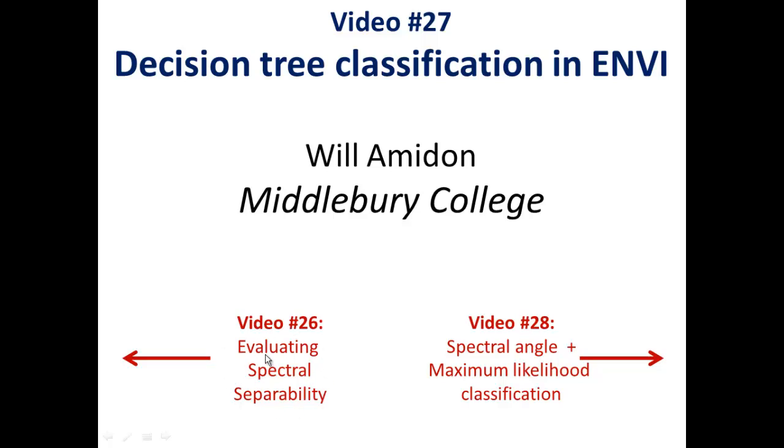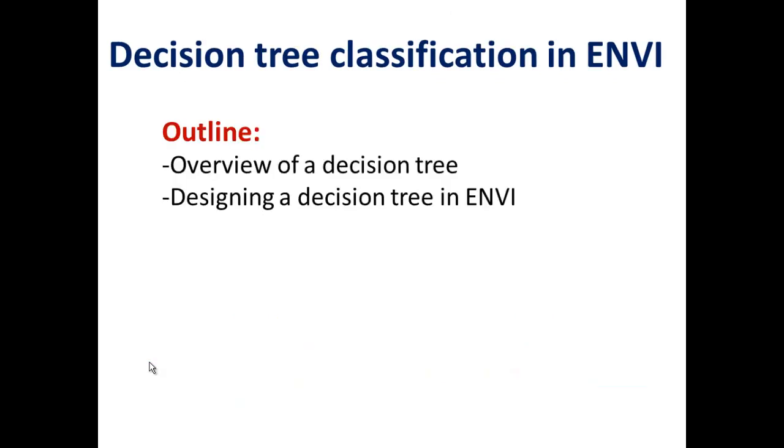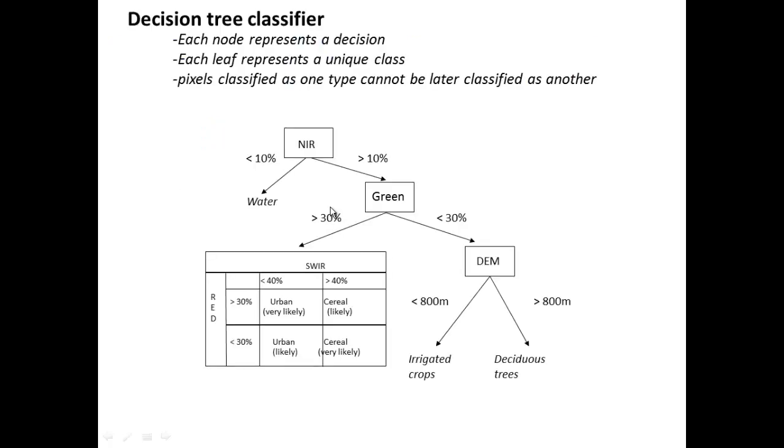was really easy to separate, but burned trees and rocks were going to be pretty similar and pretty tough to separate. So in this video, we're going to take the criteria we developed, the spectral separability criteria, and actually include it in a decision tree classifier. So in this video, I'll give you a very quick overview of what a decision tree classifier looks like, and then I'll show you how to do it in ENVI.